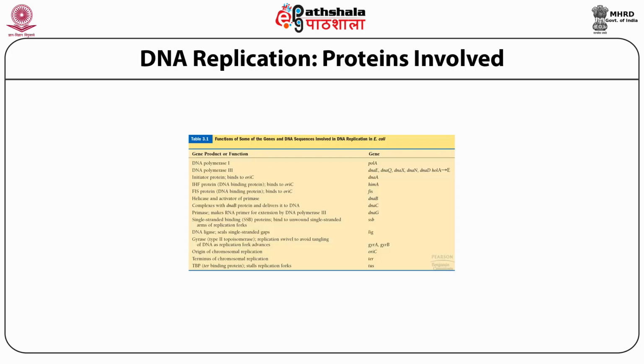Now, there is the helicase, which initially helps to separate the double-stranded DNA into single-stranded. Then, there is the primase, which makes the RNA primer to be extended by DNA polymerase 3. We also have the single-strand binding proteins, which bind to the unwound single-stranded arms of the replication fork and prevent them from re-annealing. DNA ligase helps to seal the gaps formed by DNA polymerase 1 after removal of the RNA primer. Now, DNA gyrase is a type 2 topoisomerase which is helpful in relieving the stress caused by supercoils. There are other proteins called Ter and Tus proteins which help to terminate the replication after the entire genetic component is replicated.